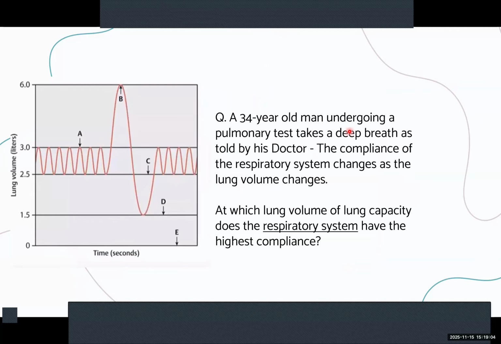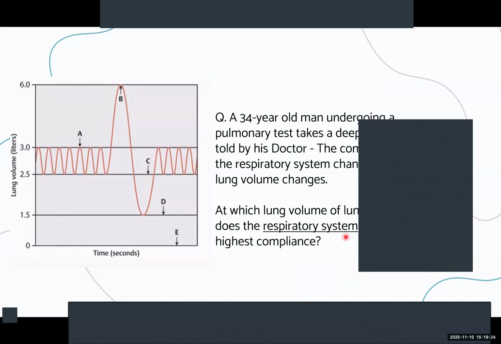A 34-year-old man undergoing a pulmonary test takes a deep breath as told by his doctor. The compliance of the respiratory system changes as the lung volume changes. At which lung volume of lung capacity does the respiratory system have the highest compliance?